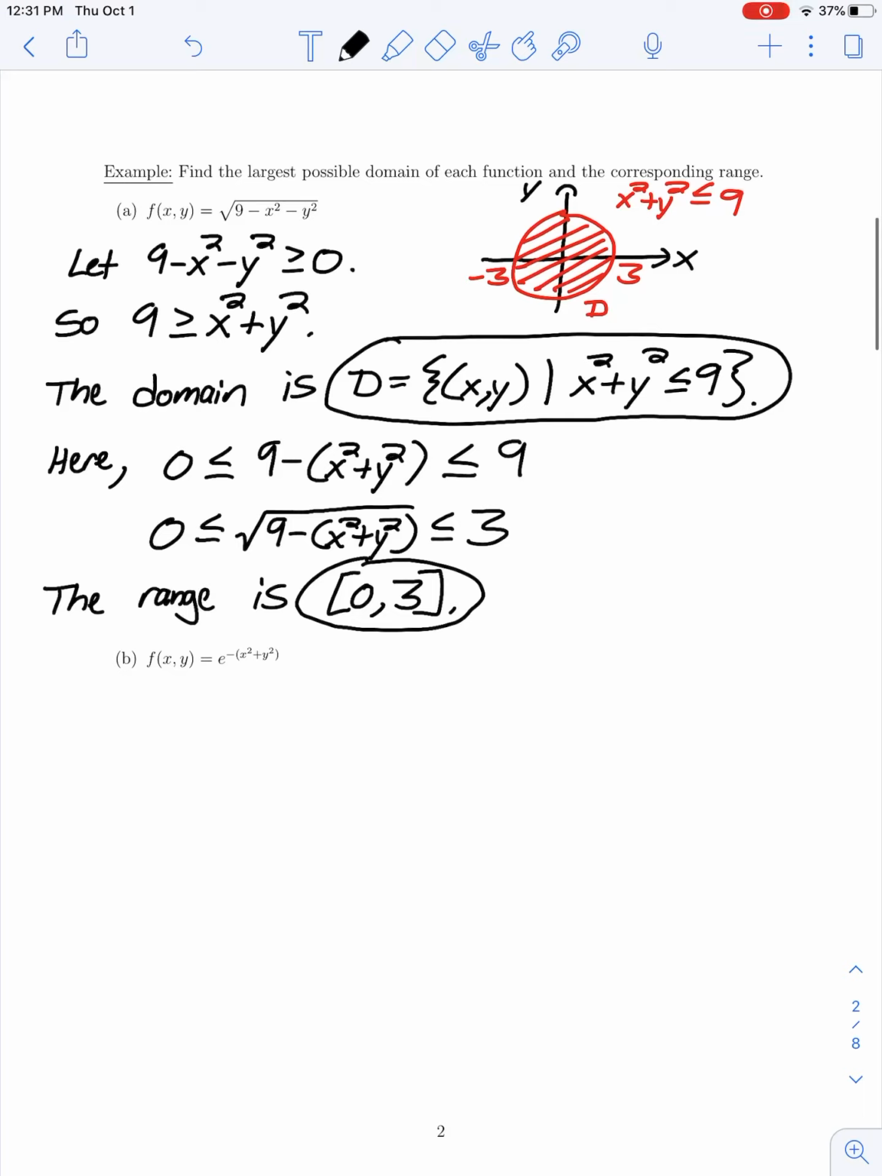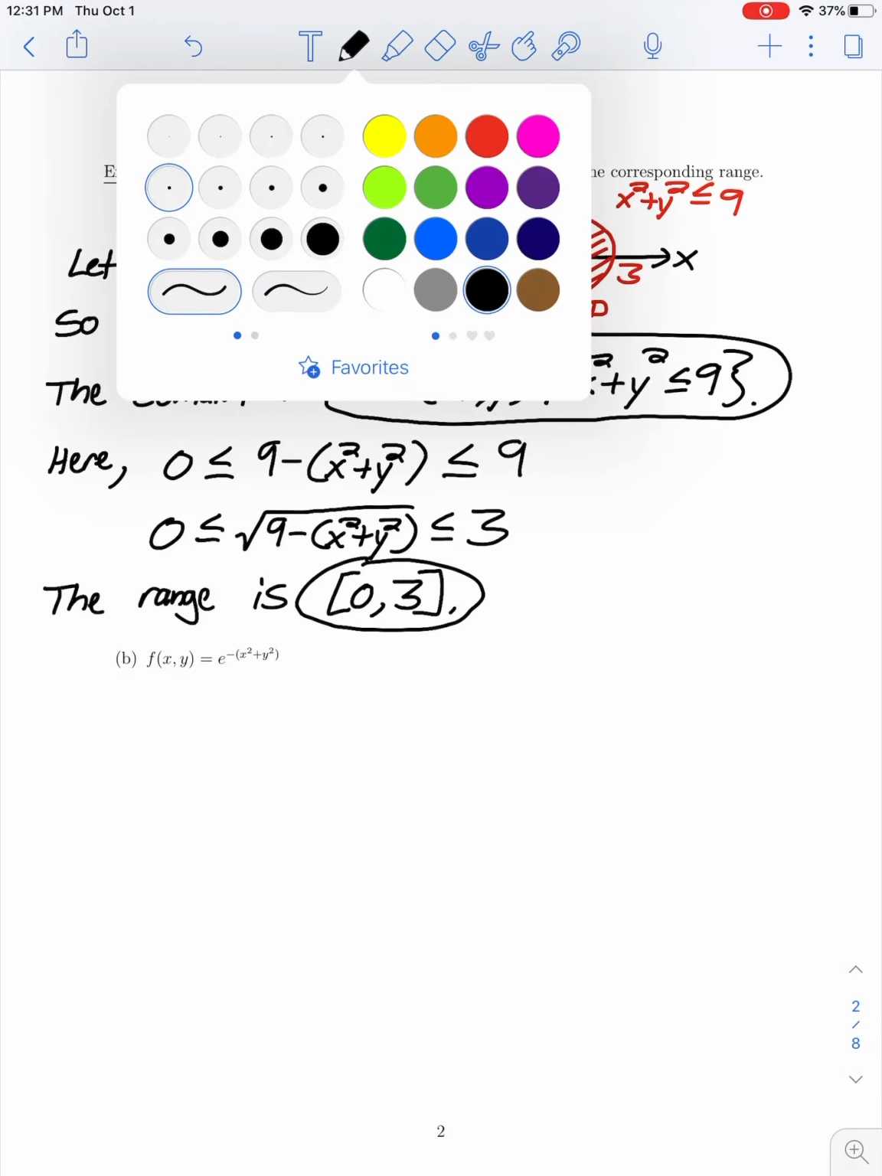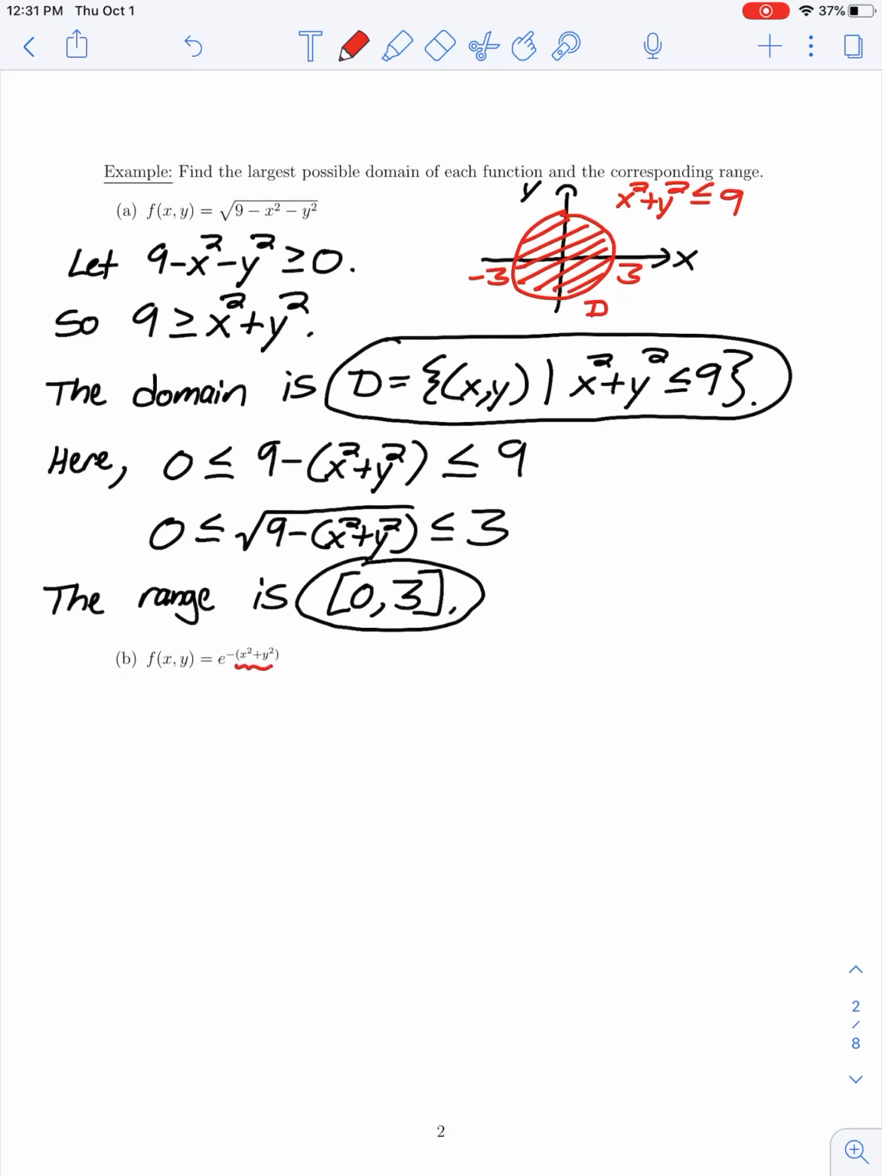Now let's consider our next example. In part B, we have the function f of xy, which is defined as e to the negative x squared plus y squared. So in order for this function to be defined as a real number, we have no restrictions. Recall the domain of an exponential function would be the set of all real numbers. So I ask myself, are there any restrictions on x or y such that this negative x squared plus y squared would be a real number? And no, there are no restrictions. This is a polynomial, which would be defined for all values of x and y.